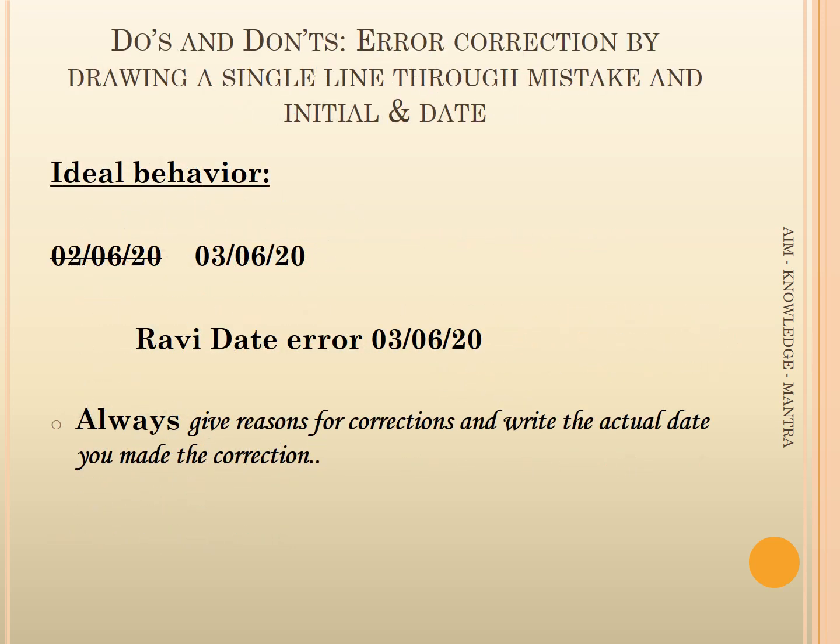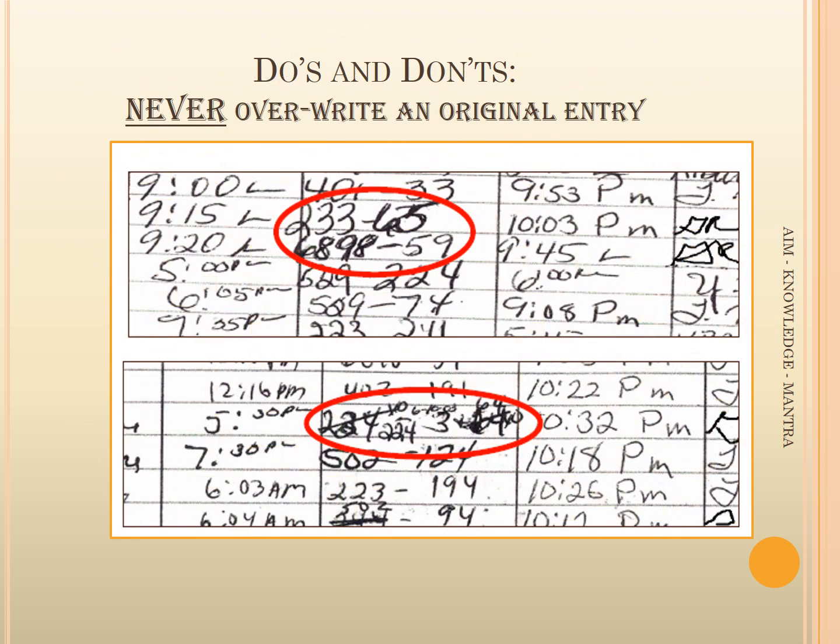Error correction: draw a single line through the mistake and initial and date. Ideal behavior: February 6, 2020, March 6, 2020. Ravi, date error, March 6, 2020. Always give reasons for corrections and write the actual date you made the correction. Never overwrite an original entry.